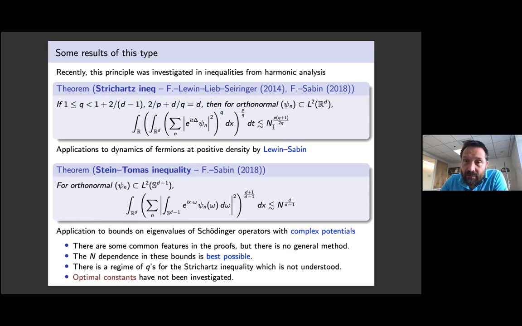What I want to stress here is that the exponent that we get here is the best possible power. What we have in mind is a system in a thermodynamic limit, where you really want to get the optimal dependence on the number of particles in order to say something. A side remark is that there are some cases concerning values of Q which are greater than that are still not completely understood.